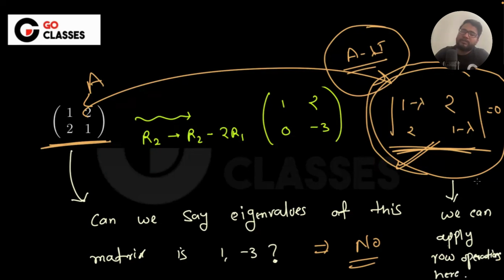So elementary row operations are applicable only to the matrices for which I want to find out either the determinant or the system of linear equations. If you want to find out the eigenvalues, then it is the wrong method to first apply the elementary row operations. The eigenvalues of this particular matrix are not 1 and minus 3. This might be a coincidence. The eigenvalues are 1 and minus 3, but in general it is not 1 and minus 3.